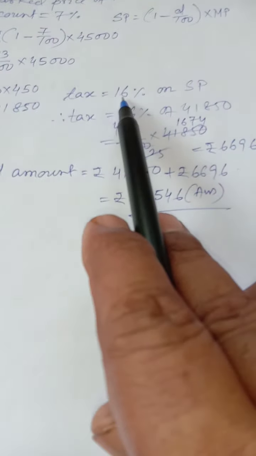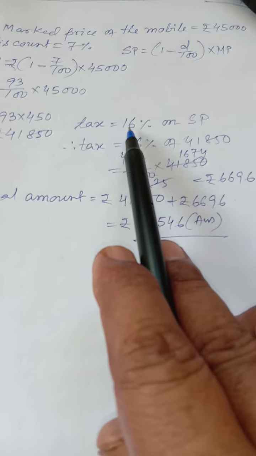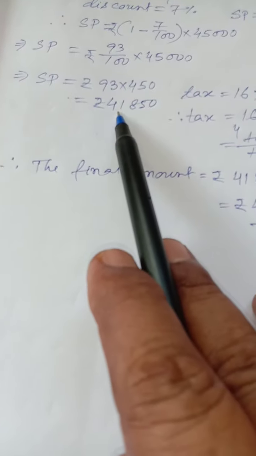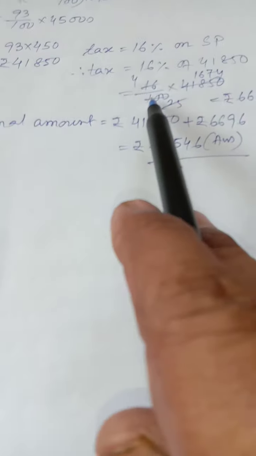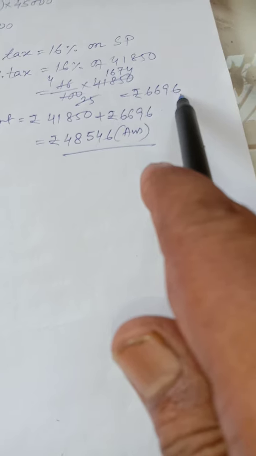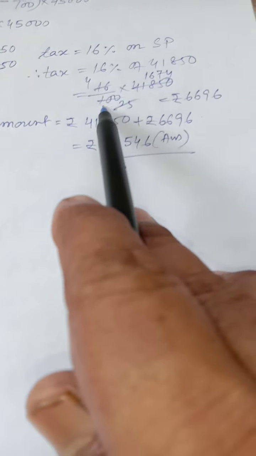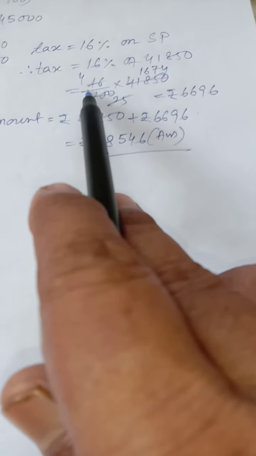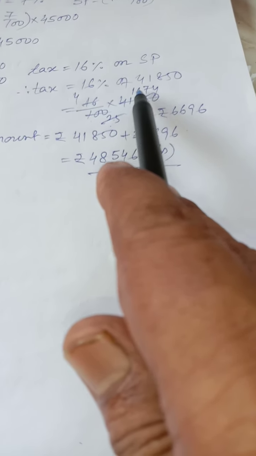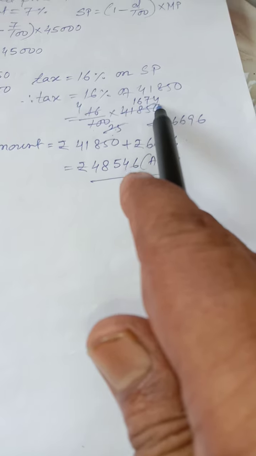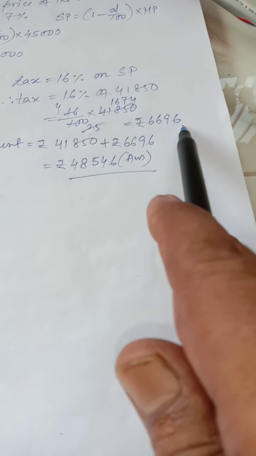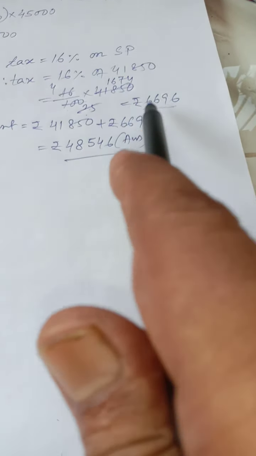And tax is levied on SP, here it is said. So on SP the tax is 16% of this. So 16% of this will be the tax amount. If you calculate, it will become 6,696. 16 by 100 into this. This will go with 4. 4 4s are 16 and 4 25s are 100 will go with this. That will become 1,674. 4 into 1,674 will be 6,696. This will be your tax amount.